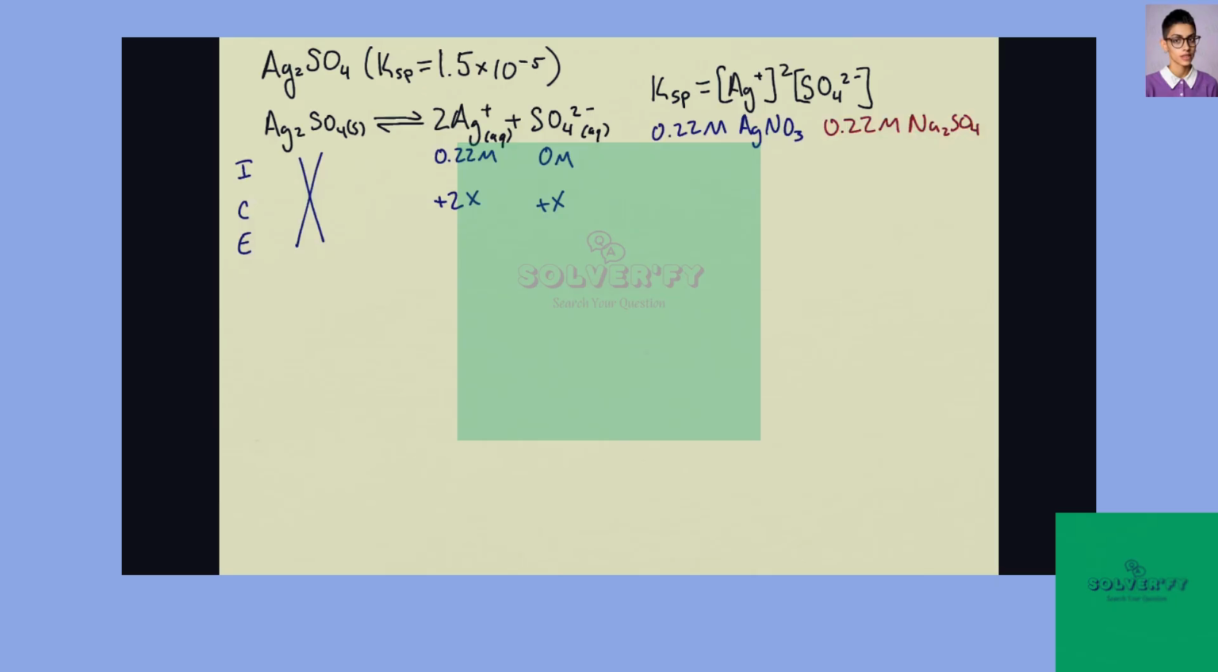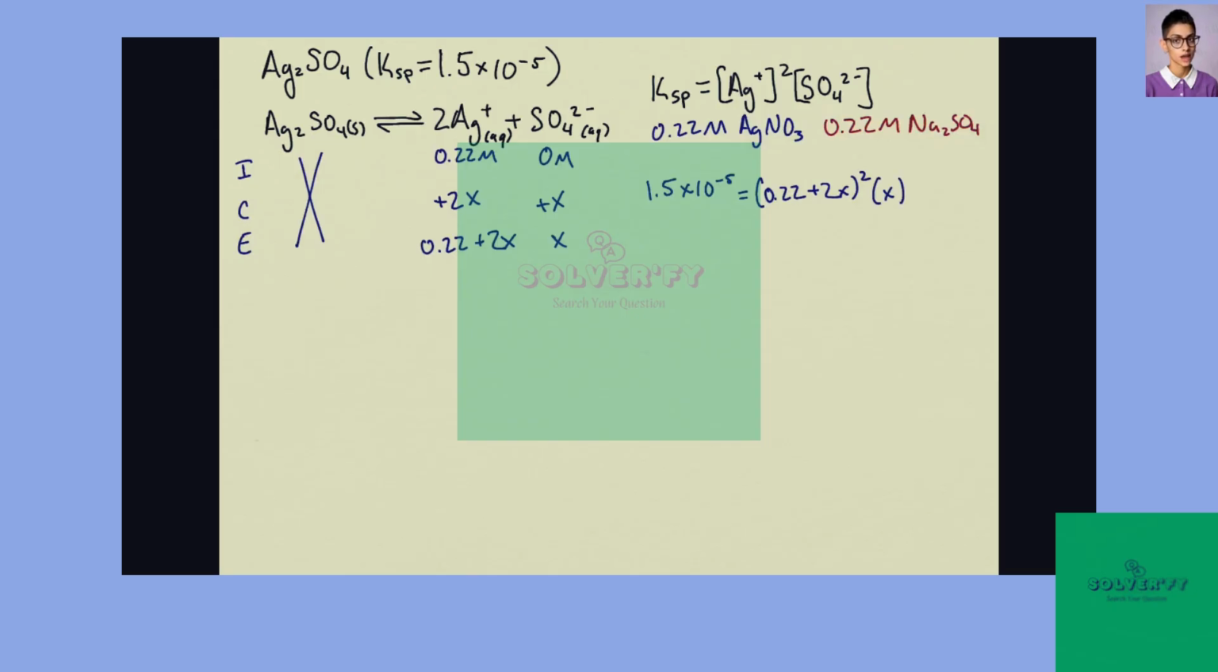Our equilibrium is then just our initial plus our change. So for Ag+, that's 0.22 plus 2x, and for SO4 2-, it's just x. And now we can plug these values into our Ksp expression and solve for x. So our Ksp, 1.5 times 10 to the negative fifth, is equal to (0.22 plus 2x) squared times x.